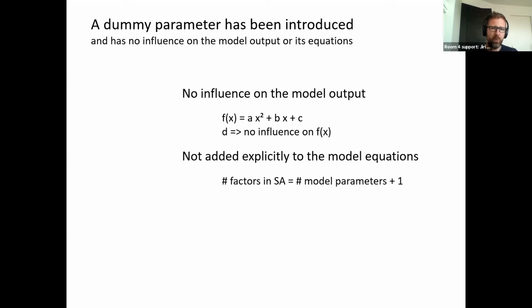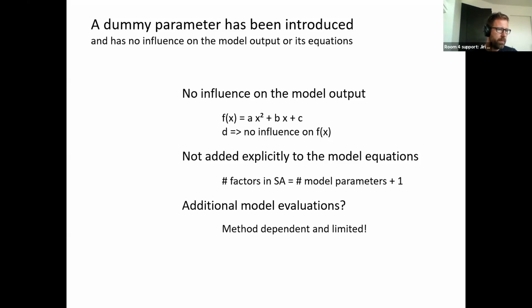So if we look at the number of factors that we will be using within the sensitivity analysis, this is the number of model parameters plus 1. But what does this mean also for the model evaluations? It depends on which method we are using, either the Sobol method or the PAWN method or any other method. The number of model evaluations depends on that, but the additional model evaluation is very, very limited actually.